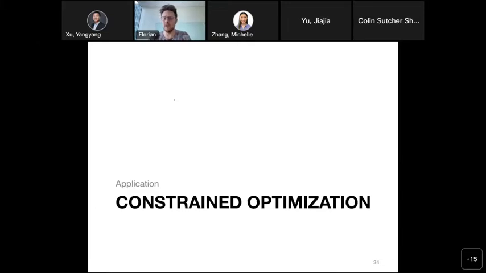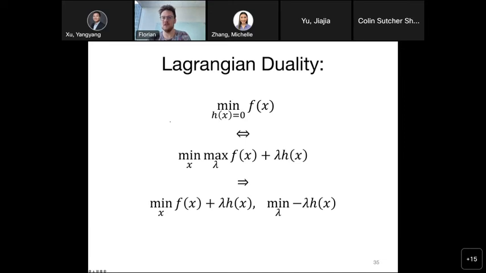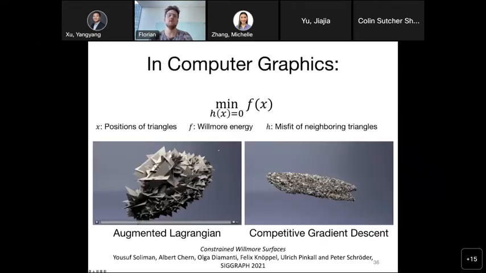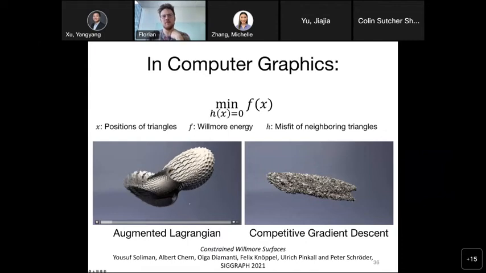Another application, which I was not involved in, was by collaborators in computer graphics, for constrained optimization, where again one wants to use Lagrangian duality and turn the Lagrange multiplier into a second player and optimize using CGD. These were geometric optimization problems where the goal is to minimize the Willmore energy, a notion of smoothness, subject to the constraint that these triangles line up to a surface in a prescribed form. Here on the left, you see, for example, an augmented Lagrangian type approach.